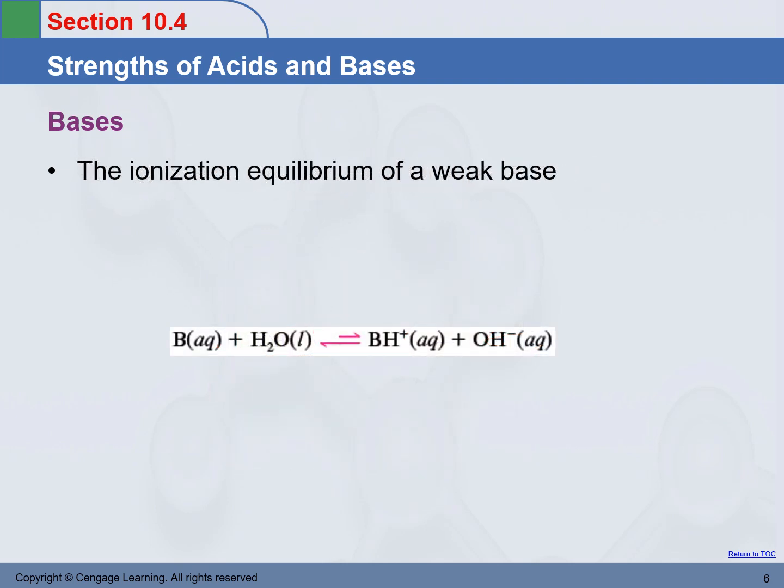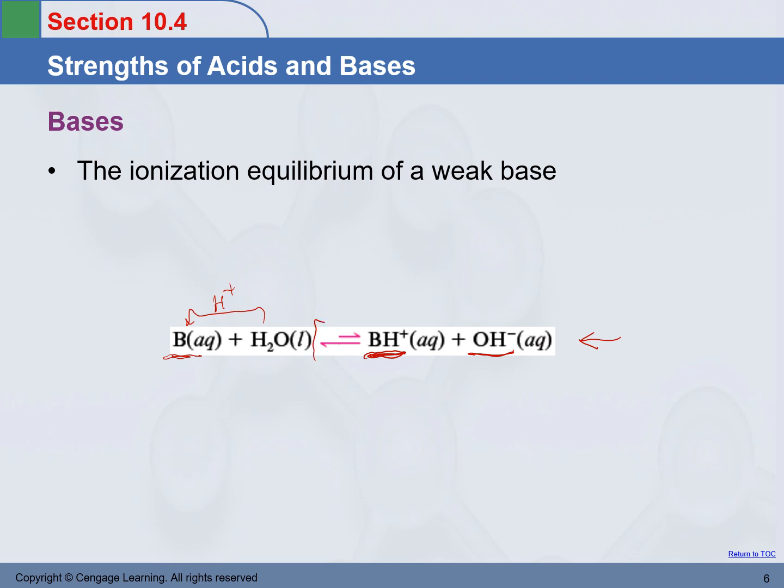Now let's talk about a weak base. This is the generic ionization process of a weak base in water. B represents a weak base. It is getting a proton. It's the base, a proton acceptor. So water is going to donate a proton to it. A proton is going to go from water to it. The base is going to get a proton and becomes BH plus. Water, after donating a proton, becomes hydroxide ion.